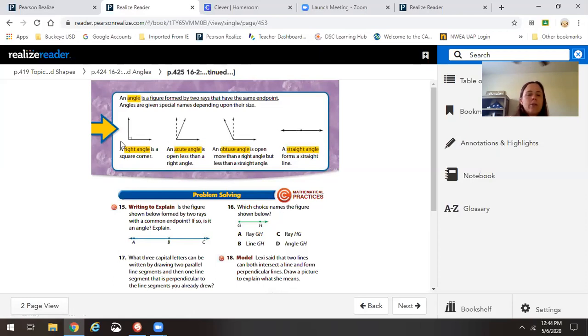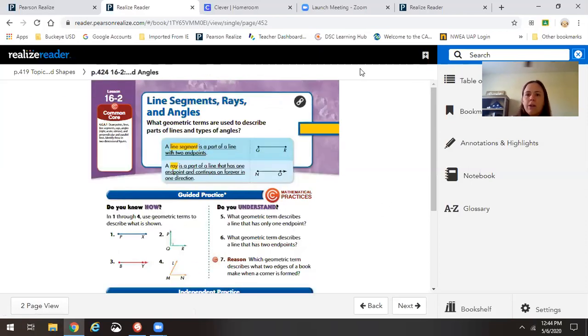You learned a little bit about these last year. And the same thing when we do triangles, you're going to see an acute triangle and an obtuse triangle. So let's go back a page and take a look at some practice, which I wrote down here so that I could show you how to write them correctly.